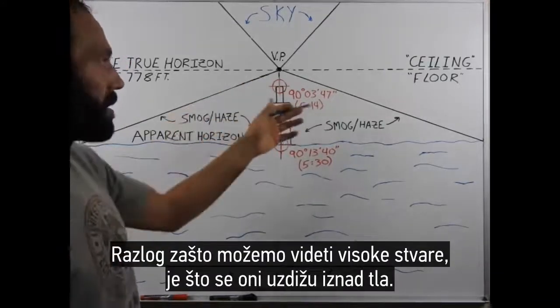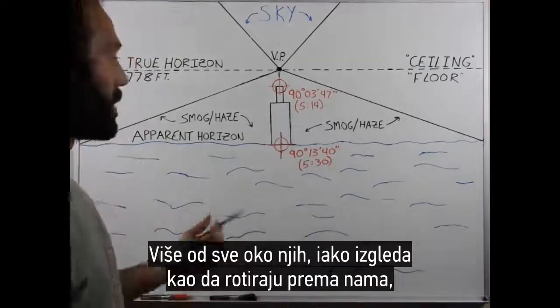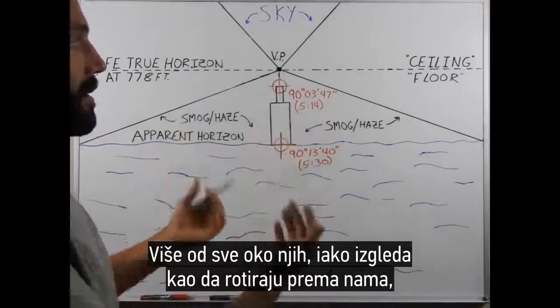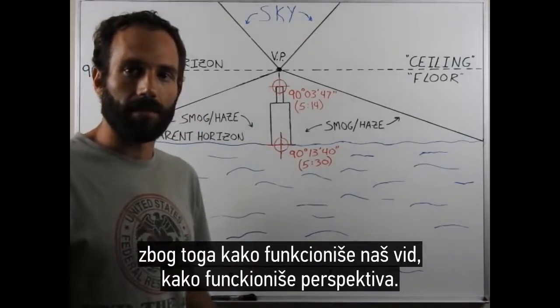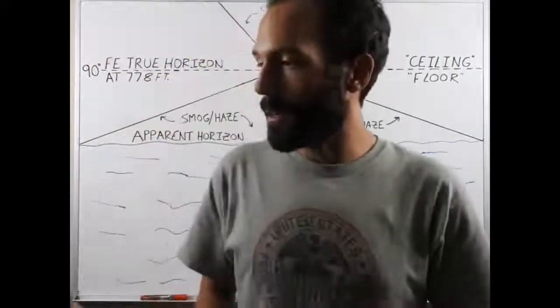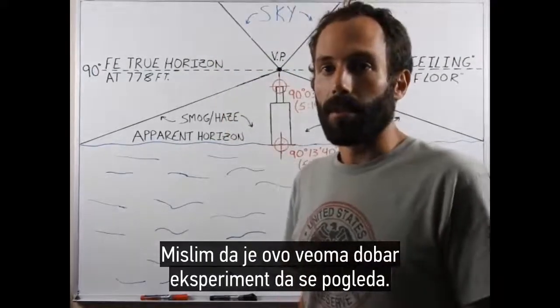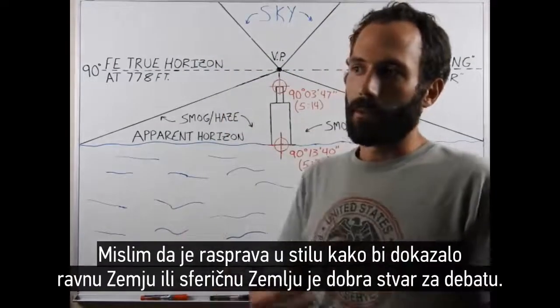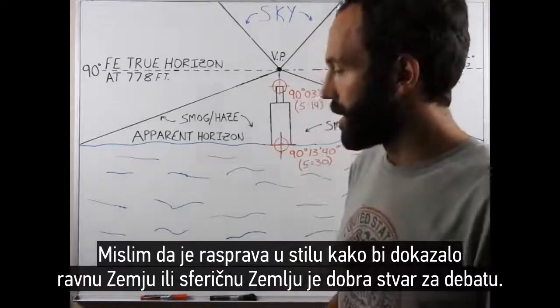And the reason we can see taller things is because they're sticking up off of the floor, higher than everything else, even though they appear to be rotated towards us because of how our vision works, or how perspective works. So those are my thoughts on this, and I think this is a very good experiment to go over. I think arguing how it would prove flat Earth or spherical Earth is good for debate.